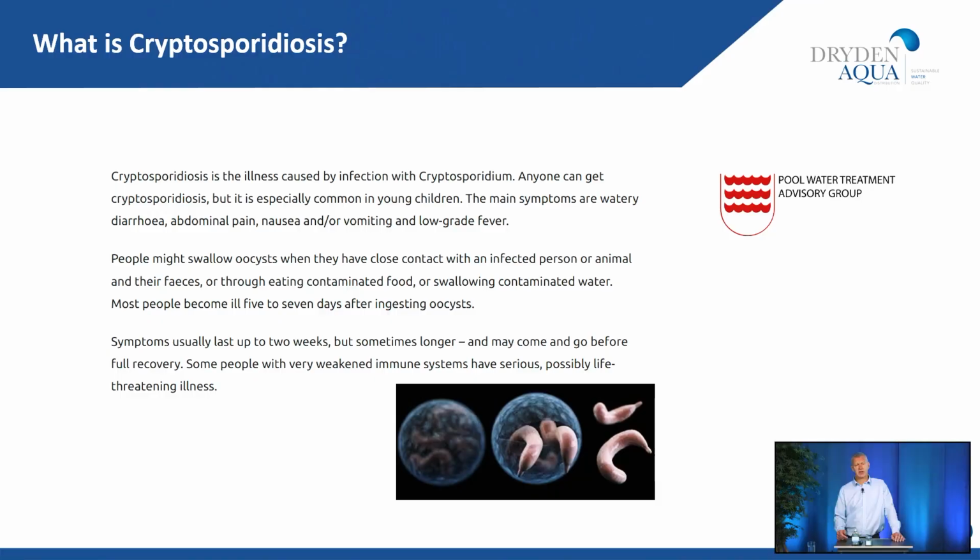And the main symptoms are watery diarrhea. I hope you haven't had your tea just yet. Abdominal pains, nausea or vomiting, and a low-grade fever. And people might swallow these oocysts when they have close contact with an infected person or animal and their feces, through eating contaminated food or swallowing contaminated water. And most people become ill 5 to 7 days after ingesting the parasite.